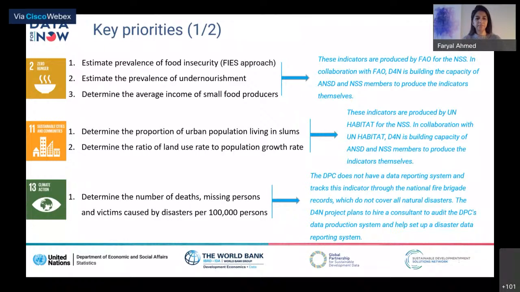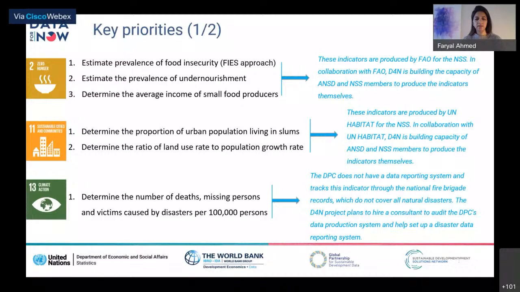Similarly, under the SDG 11, we had a similar workshop, and under this workshop, we were able to broker a partnership with UN Habitat, where UN Habitat has agreed to provide technical support to ANSD and partners to estimate these indicators. So in terms of providing support, they will be conducting a workshop for technical participants to be able to have in-house capacity to be able to estimate these indicators.